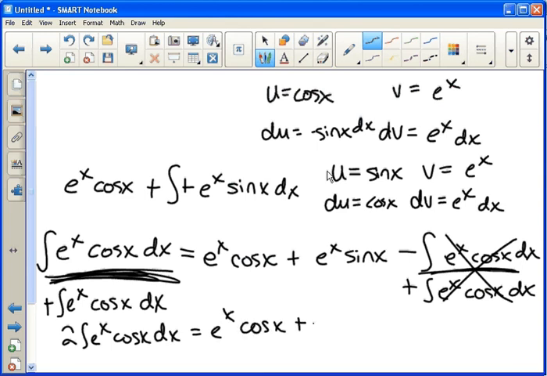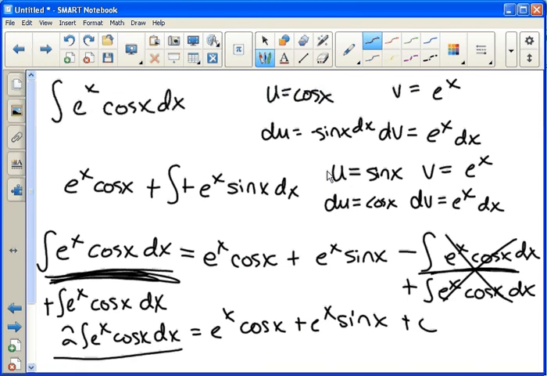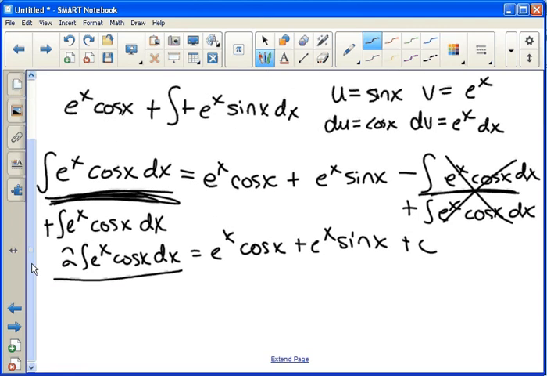So this is actually really close to the answer we want, because the original thing we were looking for up here was the integral of e to the x cosine x. Well, the only difference between that and what we have here is that 2. So the last step is simply to divide both sides by 2. So we divide by 2, and our final answer will be 1/2 e to the x cosine x plus 1/2 e to the x sine x plus c.